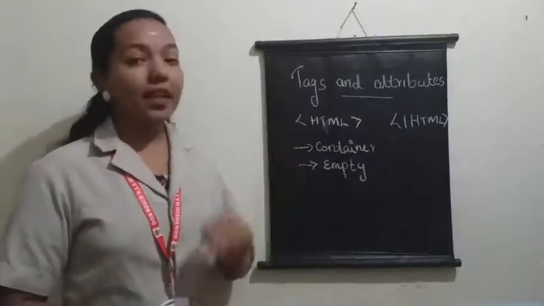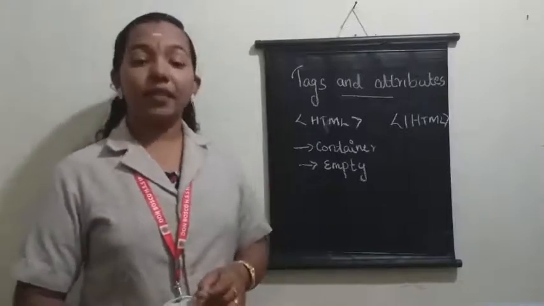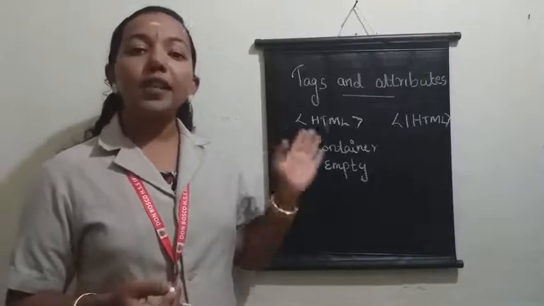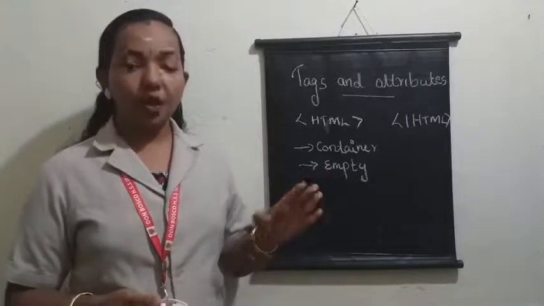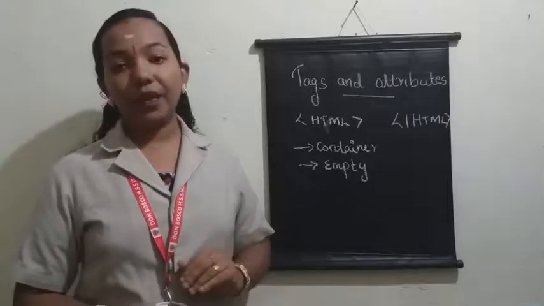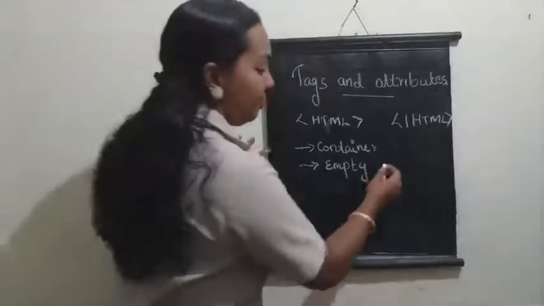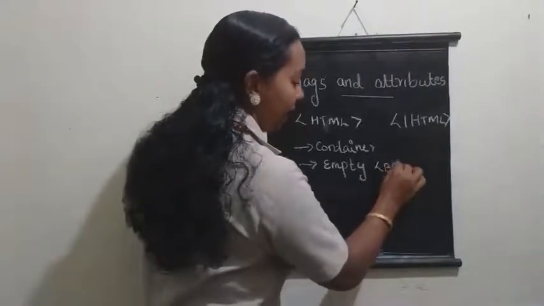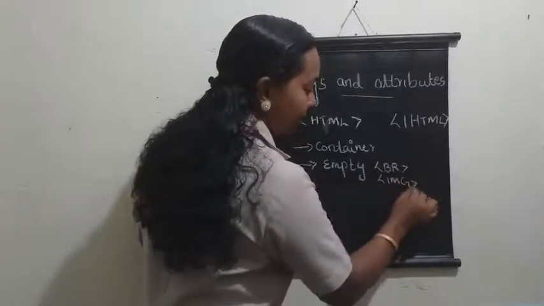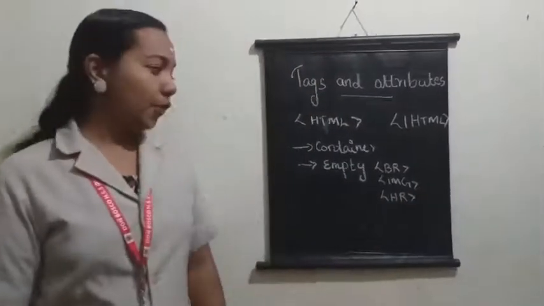And then the second category is the empty tag. Then what does it mean by empty tag? Empty tags means there will be only an opening section, there will be no closing section. That kind of tags are known as empty tags. Example, the br tag. Then one more is the img tag. Then the hr tag. Okay, 3 examples for empty tags.